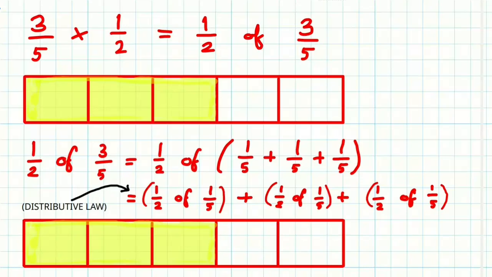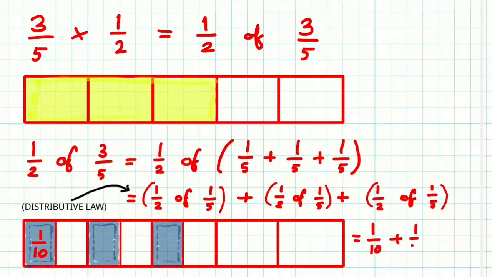So saying that again, multiplying and addition we could do in either order, and that's called the distributive law. So hopefully you know half of 1/5 is a tenth. So we get a tenth on that fifth. The next fifth we get a tenth again, and on the third fifth we also get a tenth. So each mouse gets 3/10. A tenth plus a tenth plus a tenth is 3/10. And that's our answer.